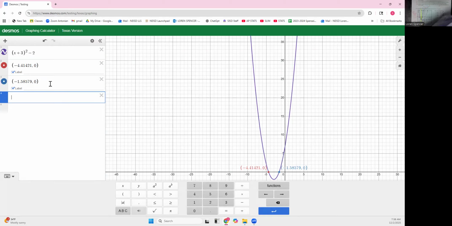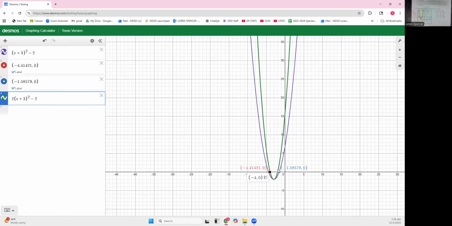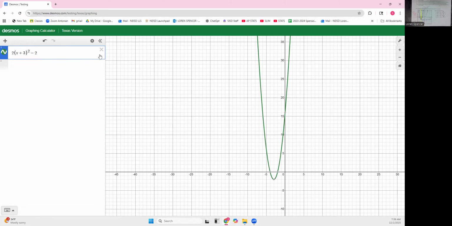The next one is 2, then parenthesis, x plus 3, squared, minus 2. And we have the same vertex, which is good. And we have -4, 0, and we have -2, 0. So I can get rid of that first equation. First equation is apparently wrong.